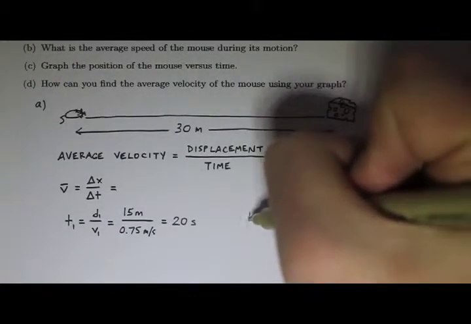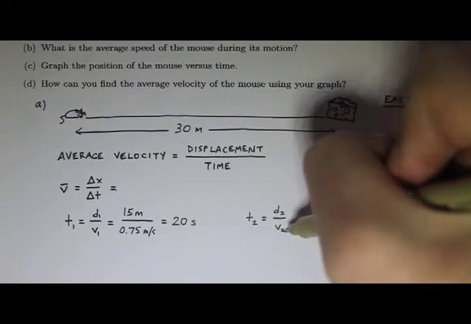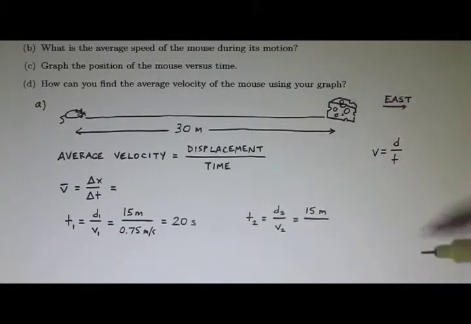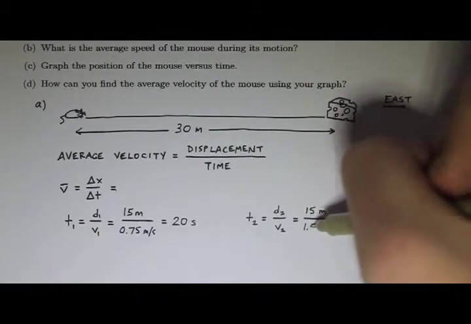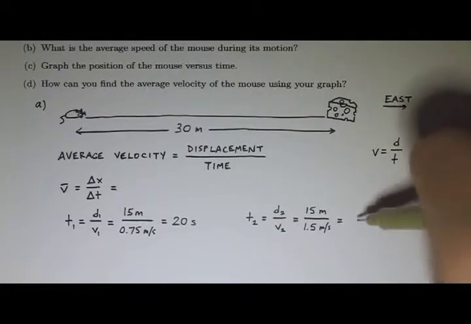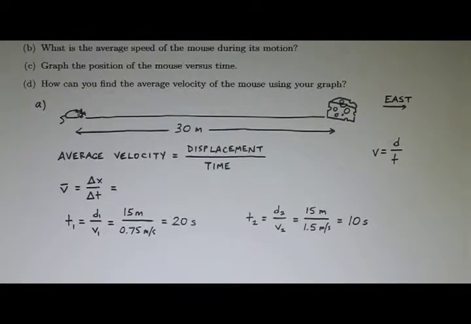And then the second time, t2, so it's d2 over v2, well, the second distance is also 15 meters. Except now he was traveling at 1.5 meters per second. And when you do that on the calculator, you end up getting 10 seconds. So he sped up for that second 15 meters. I guess maybe he could see the cheese and he got excited. He decided to speed up, travel a little faster.